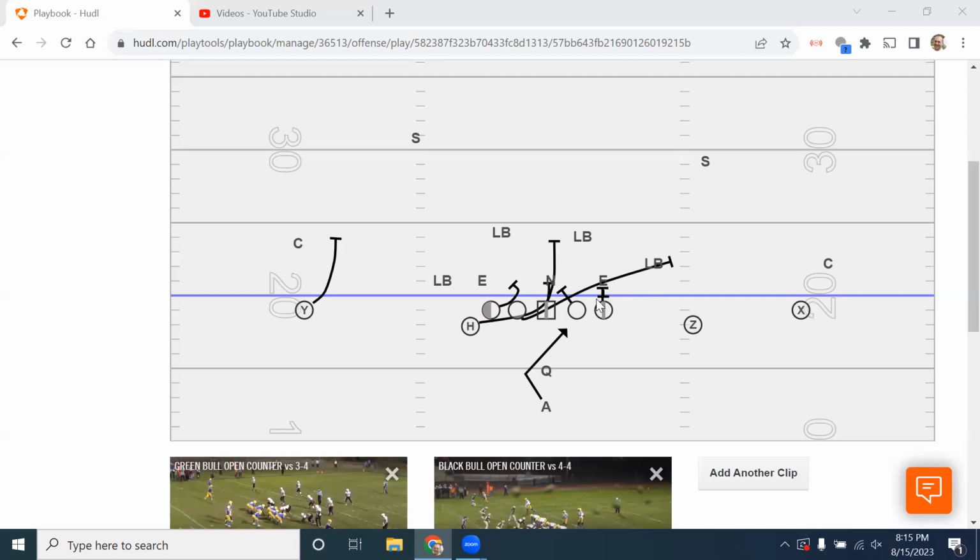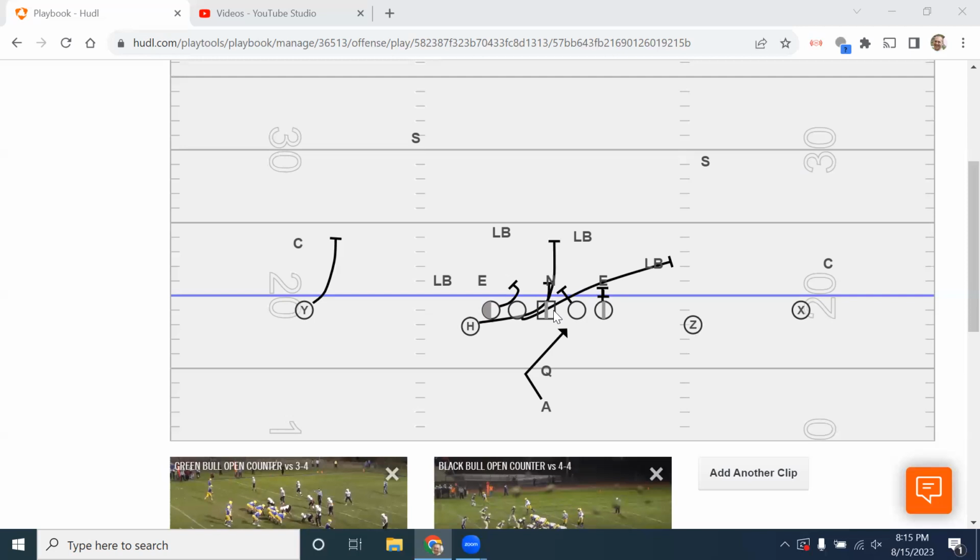Okay, so play side tackle, play side guard, and center are all blocking back. We're running counter to the right, and they're all blocking their backside gap. So the center is responsible for the backside A gap, guard is responsible for the play side A gap, tackle is responsible for the play side B gap. Okay.